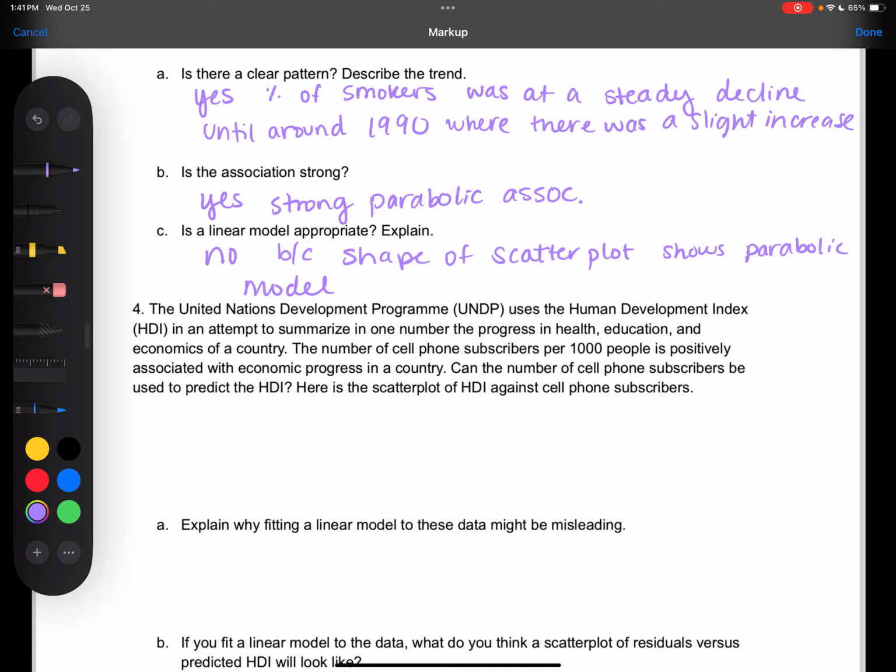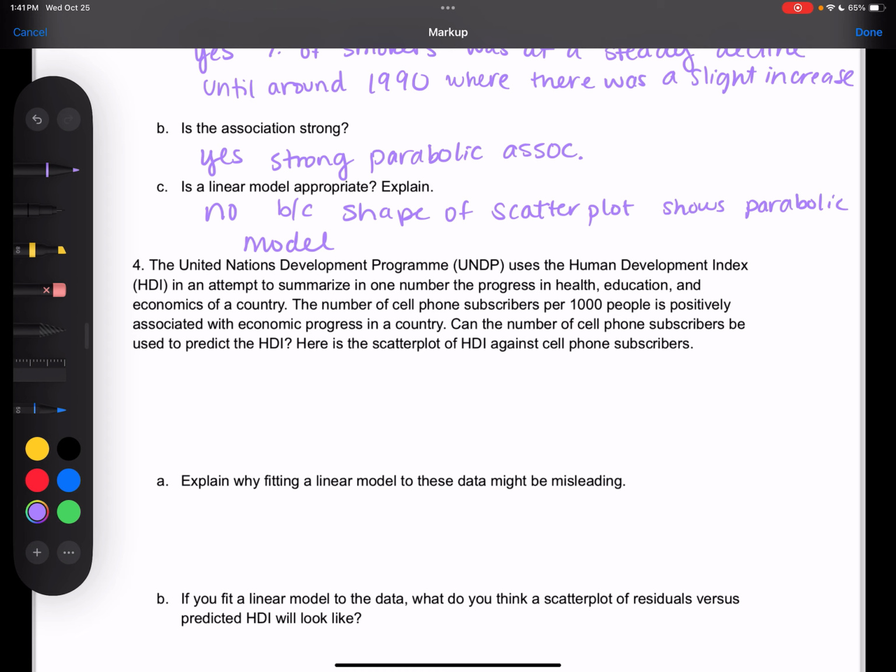So the United Nations Development Program, UNDP, uses the Human Development Index, HDI, in an attempt to summarize in one number the progress in health, education, and economics of a country. The number of cell phone subscribers per 1,000 people is positively associated with economic progress in a country. Can the number of cell phone subscribers be used to predict the HDI? Here's a scatter plot of HDI against cell phone subscribers, page 214. Explain why fitting a linear model to these data might be misleading.